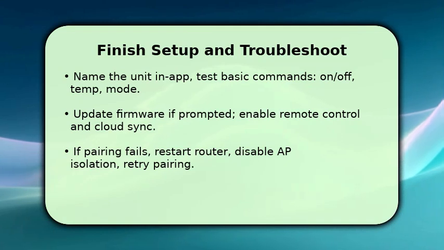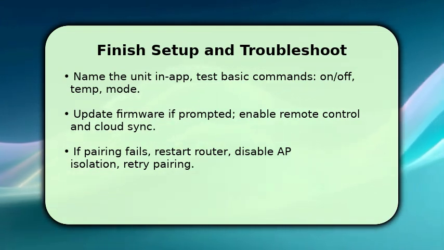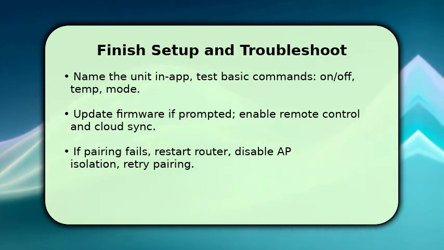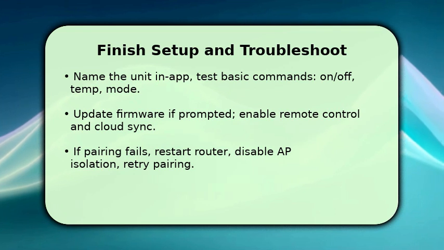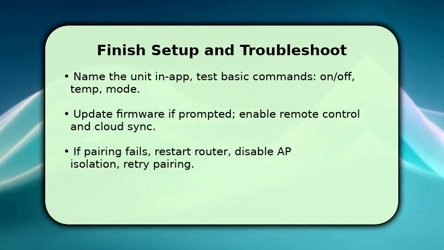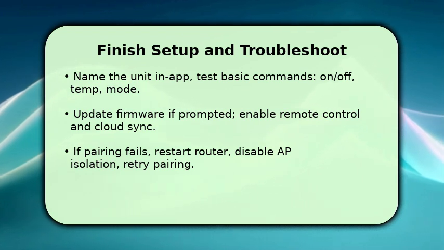After the app confirms connection, name the unit and run quick tests. Turn the AC on/off, change temperature, and switch modes to confirm commands flow through the cloud. If firmware updates appear, allow them. They improve reliability. Finally, enable remote control and assign rooms if needed.